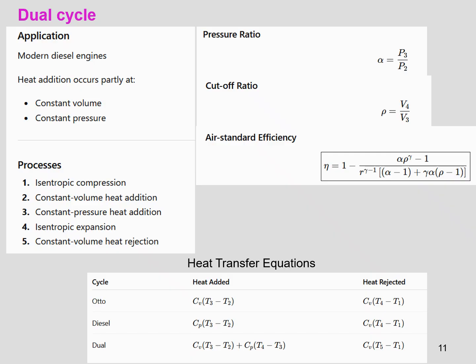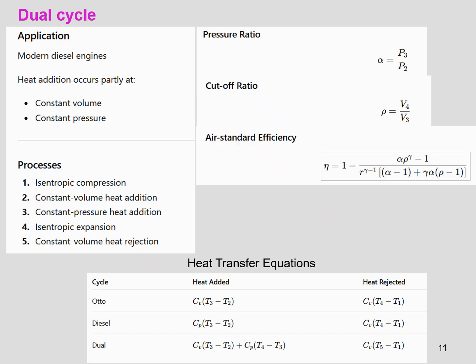And before that, this is the summary of the equations for the dual cycle. Application of the dual cycle: modern diesel engines have the dual cycle. Heat addition occurs partly at constant volume, partly at constant pressure. The processes are: first isentropic compression, second constant volume heat addition, and next constant pressure heat addition, so two heat additions. Then again isentropic expansion and constant volume heat rejection.